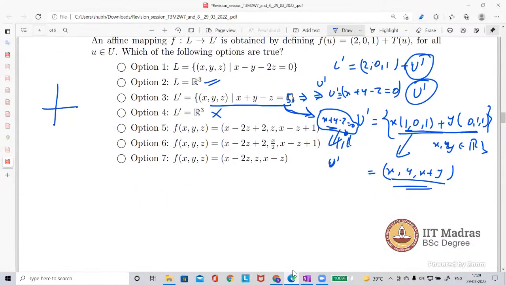element of basis. So we want to find a relation in X, Y, and Z. How will we find it? Assume this is capital X, this is capital Y, and this is capital Z.